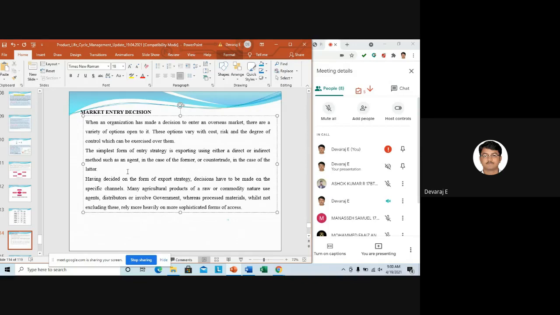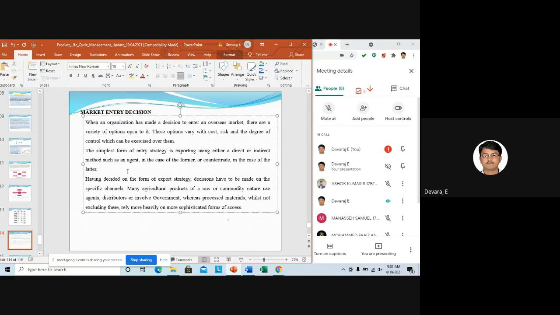Okay, he will become an agent, meaning a center person. So you will be taking your product and supplying it to foreign countries, so you should give some percentage to him, like 2% or 3% of the total income. So that's called an agent.